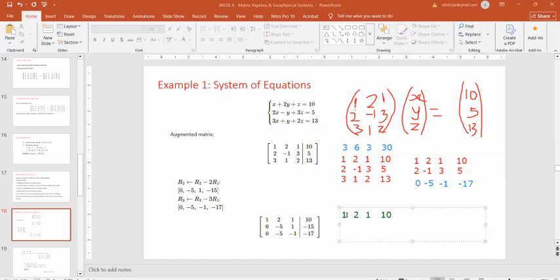Row 2, we don't have any problem with. I mean, row 2 is what we are working on. So we don't have any problem with row 3. Let's go to row 3: 0, minus 5, minus 1, minus 17. So now, let's do something about row 2. What can we do to row 2 to make this 2 become 0? We cannot touch this again, because there's nothing we multiply with 0 that will give 0. So we have to go to row 1 again.